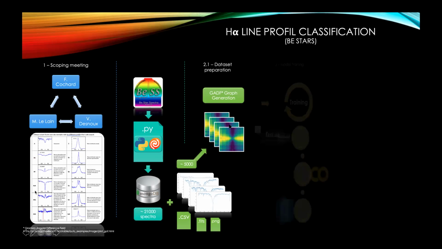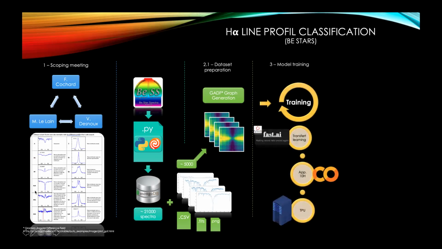So I give it to a library to train a model. The library I use is FastAI. There are two big libraries in AI, TensorFlow by Google and PyTorch by Facebook. FastAI is very simple and based on PyTorch, so I use it. I use transfer learning with this library. It is approximately 10 hours of training on a Colab.